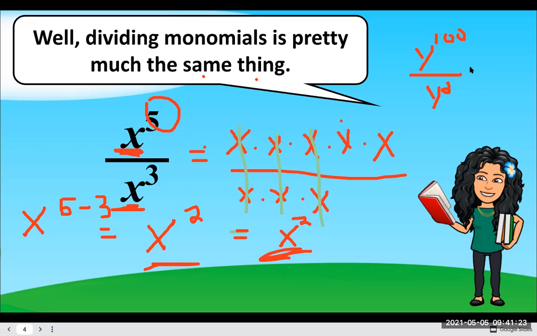Again, the rule says if the bases are the same, and both of them have y, so it satisfies that, you subtract the exponent on the top minus the exponent at the bottom. So this actually becomes y to the 98th power, because you subtract 2 from 100. Cool?